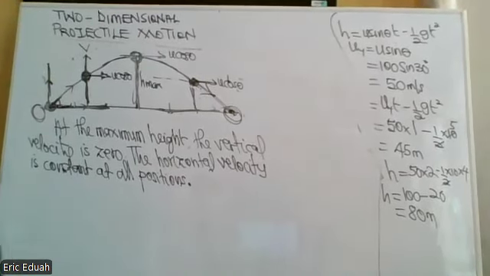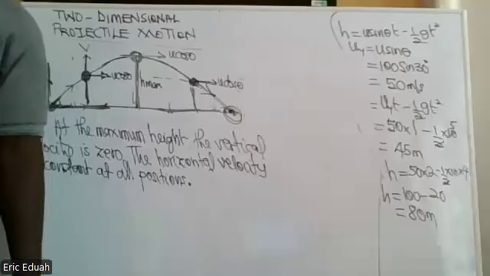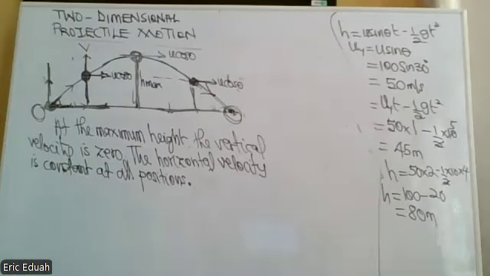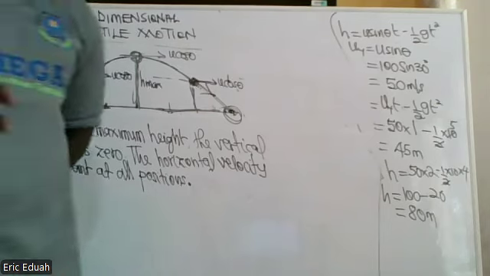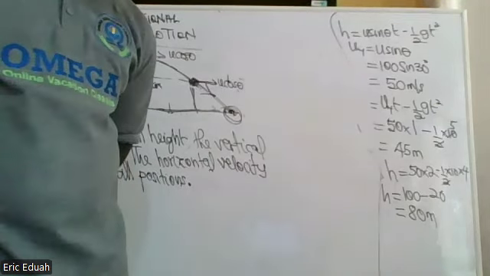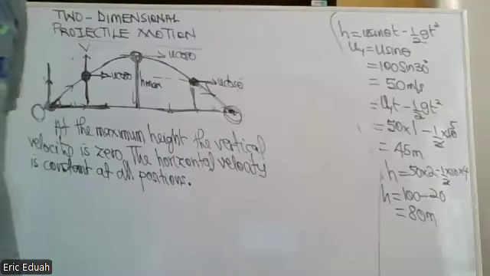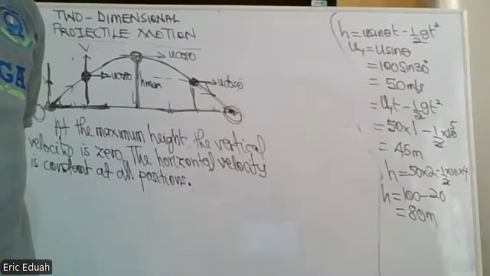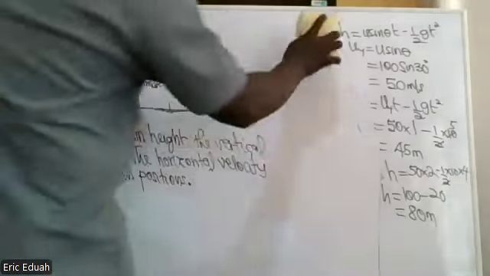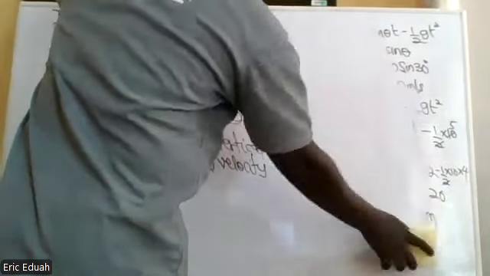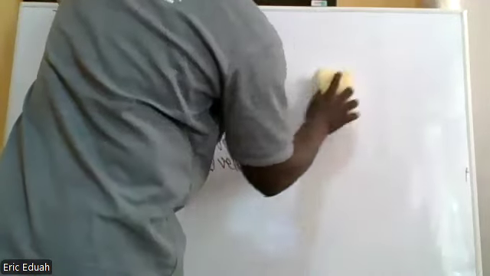Class, why does the vertical velocity reduce to 0 at the maximum height? Anybody to help? Farida, this question is for you. Why does the vertical velocity reduce to 0 at the maximum height?